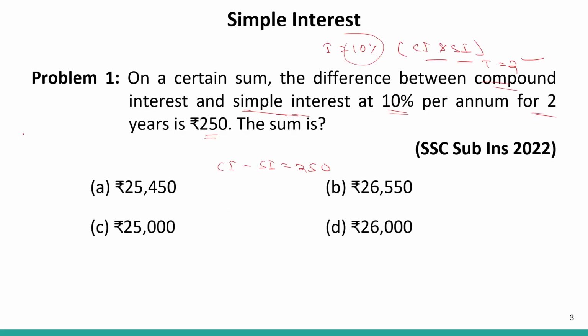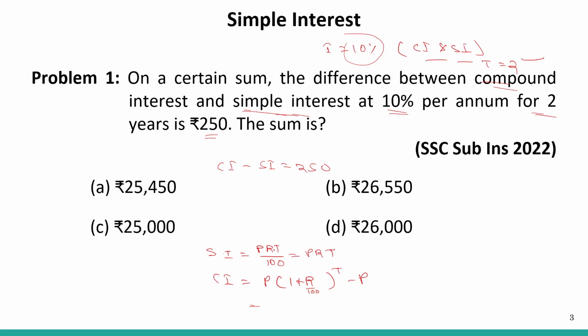What we are given is the difference between CI and SI. The SI formula is PRT by 100, when R is given in percentage form, and CI is equal to P into 1 plus R by 100 whole power T minus P. In decimal form it will be PRT.